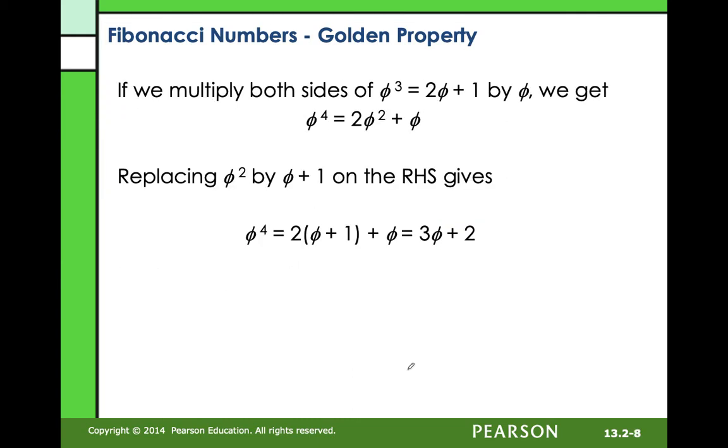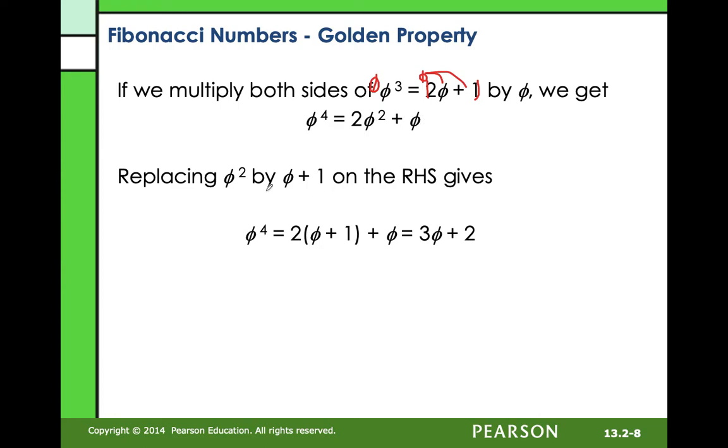Okay, so if we continue that process, starting with the equation we just finished with, phi to the third power is equal to 2 phi plus 1. If we multiply each side of that equation by phi, and again on the right side make sure that you are distributing, so put the 2 phi plus 1 in parentheses and distribute phi to each of those terms, you're going to end up with phi to the fourth power is equal to 2 phi squared plus phi.